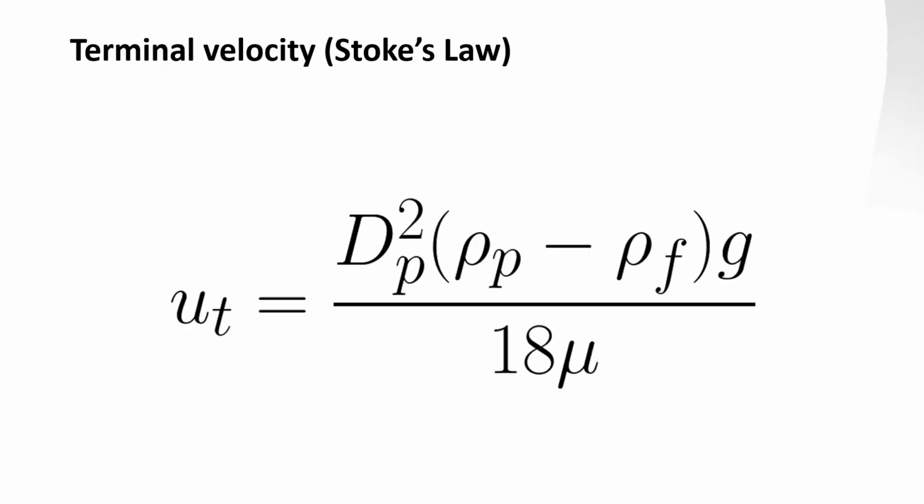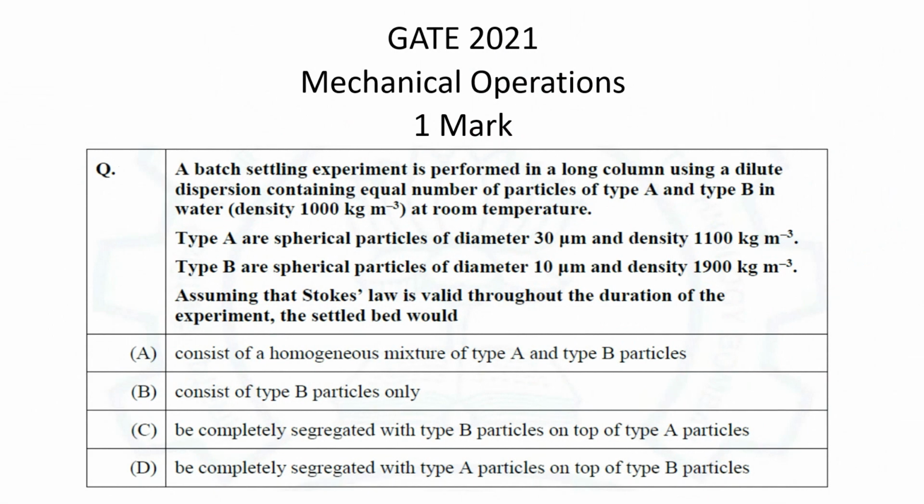And we know what the options are. Option A consists of a homogeneous mixture of type A and type B particles. Since the terminal velocities for both the particles are the same, they will settle at the same time at the bottom. So it will consist of a homogeneous mixture of type A and type B particles, right?